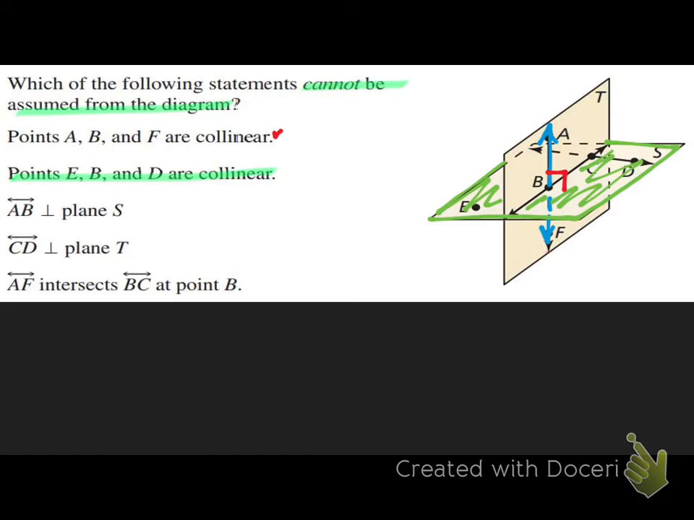Is it touching AB? Yes, it's touching right here. And then is it touching plane S? Yes, it's sitting on it right here. So this one can be assumed. So if you want to put a little check mark, you can. We want to figure out which ones cannot be assumed.